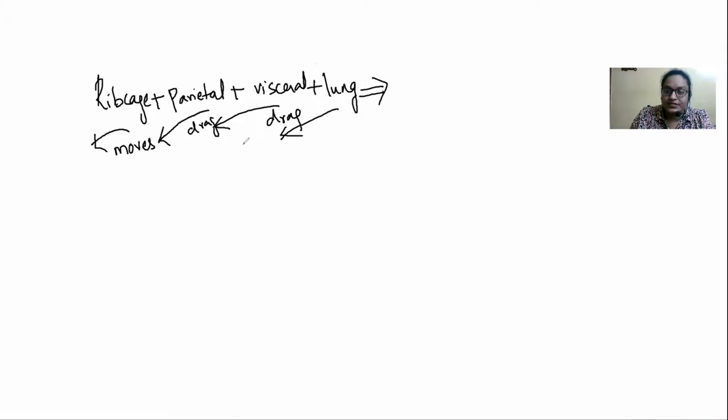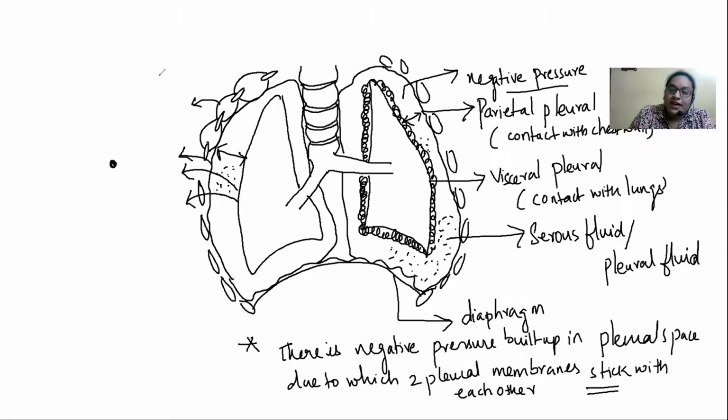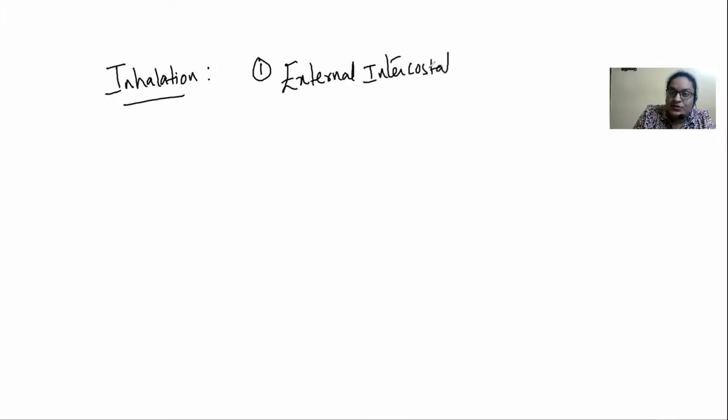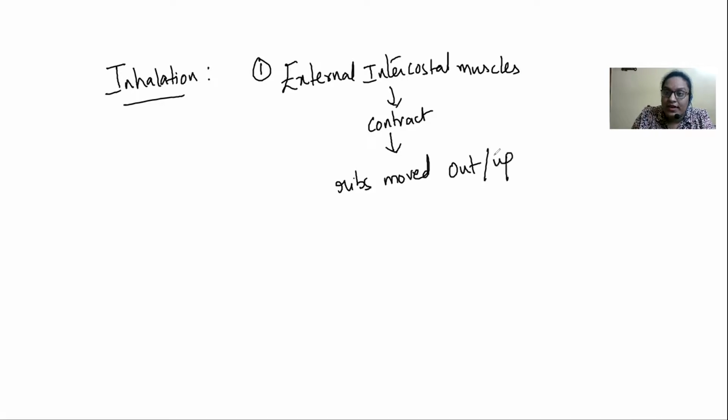So now let me come back to the back page here. Remember the atmospheric pressure. Let me write it for you. The first mechanism is going to be the inhalation process. During inhalation, the first thing is that your external intercostal muscles are going to contract. When they contract, your ribs are moved. The ribs are moved where? Out, and towards the up. So up and out.